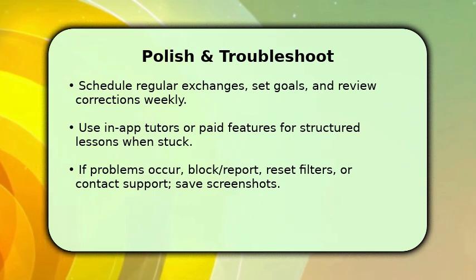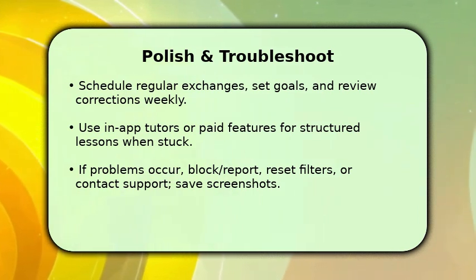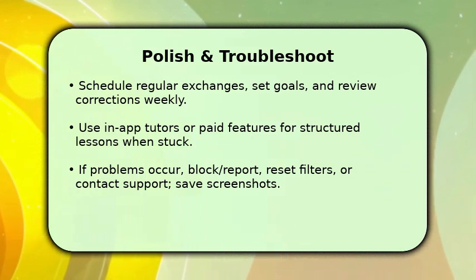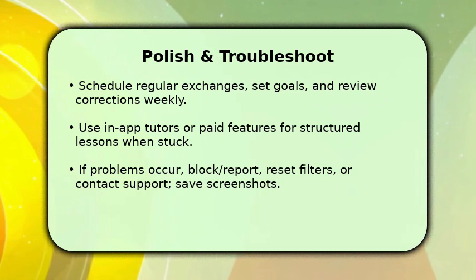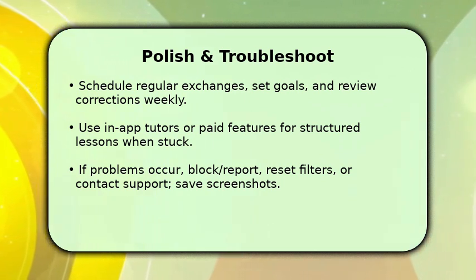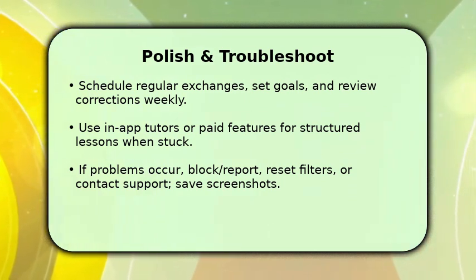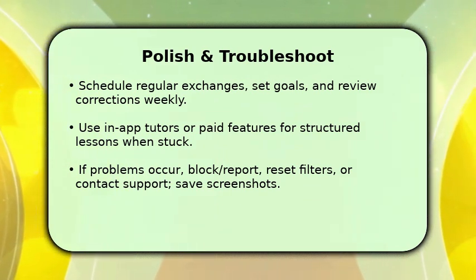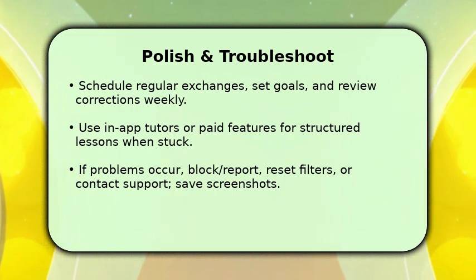If interactions go off track, act decisively. Block or report abusive users, reset match filters to adjust results, and contact support with screenshots if needed. Keeping records and a regular schedule prevents setbacks and ensures steady improvement, which is why these final steps are essential.